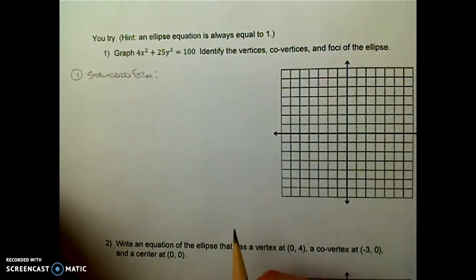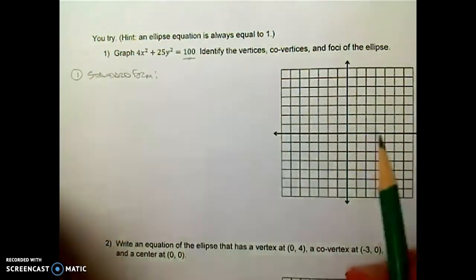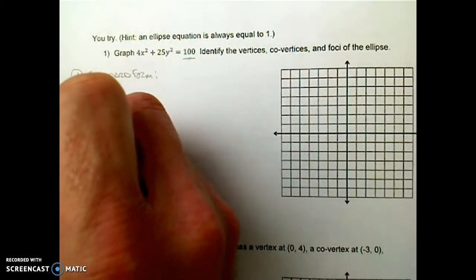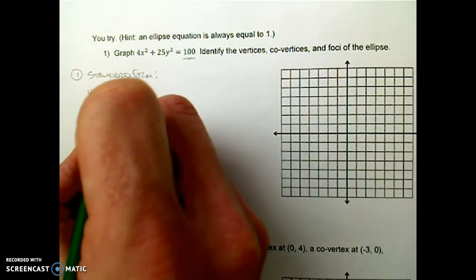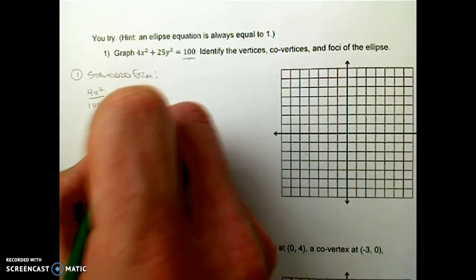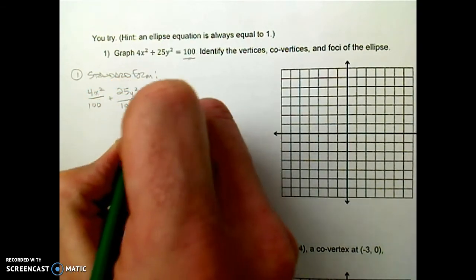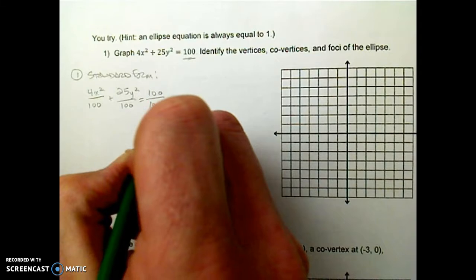I have 4x squared plus 25y squared equals 100. This 100, I want that to be equal to 1. So let's write it this way. 4x squared over 100 plus 25y squared over 100 equals 100 over 100.